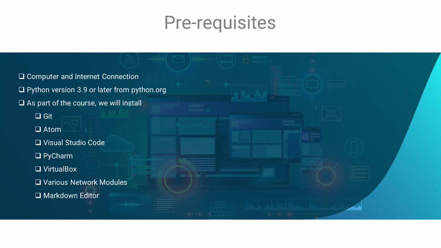You will, of course, need a computer and internet connection. We'll install Python version 3.9 or later, although a lot of the material you'll see here does work with Python 3.8. As part of the course, we'll install Git for revision control, a couple of editors and IDEs: Atom, Visual Studio Code, and PyCharm. VirtualBox if you want to set up the little virtual machines, the virtual switches I mentioned in the lab. But if you already have a lab, you won't need to install VirtualBox. We'll be going through a variety of network modules and a markdown editor.